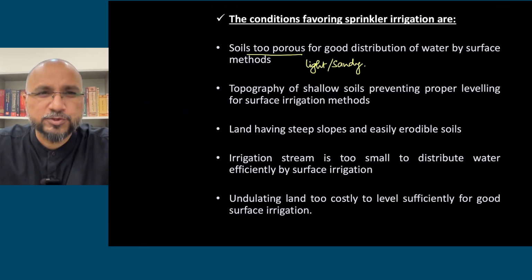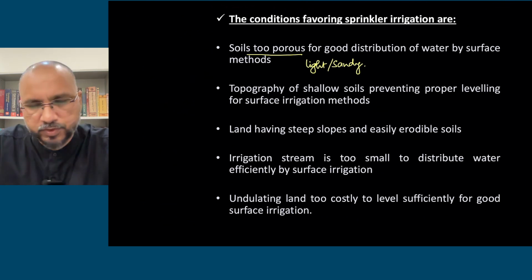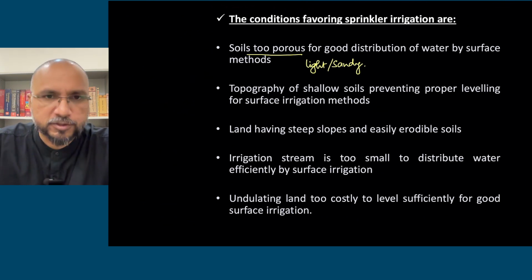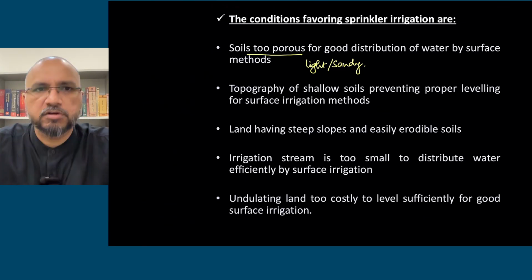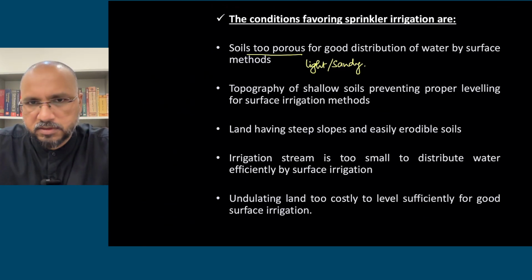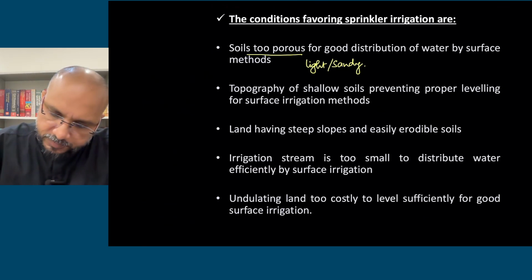So if the soil is too sandy, or you can say light soil, then you can use sprinkler irrigation. ज़्यादा पानी waste नहीं होगा, so you can go for sprinkler irrigation system. यहाँ पर, here you cannot use surface irrigation because a lot of water will be lost through percolation.